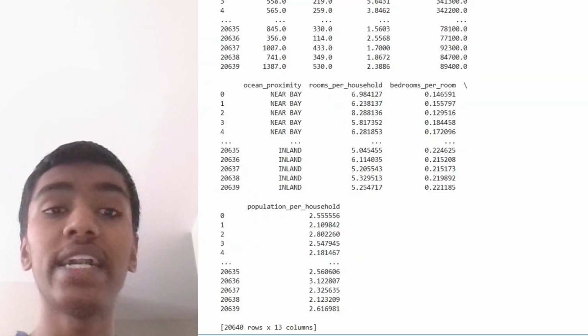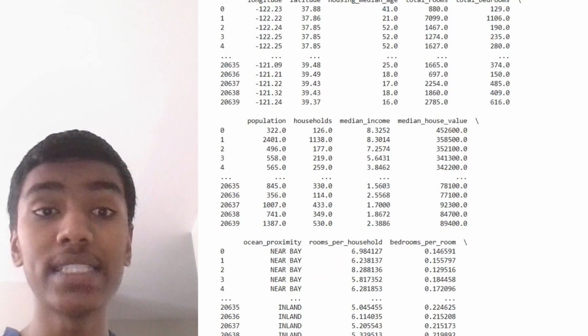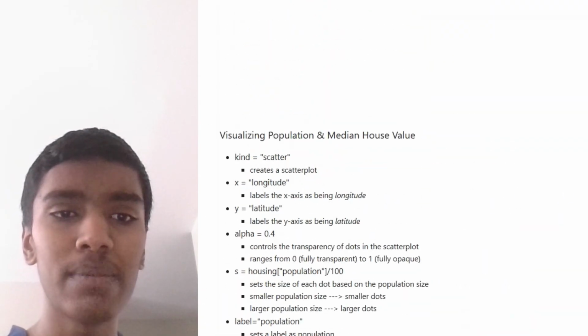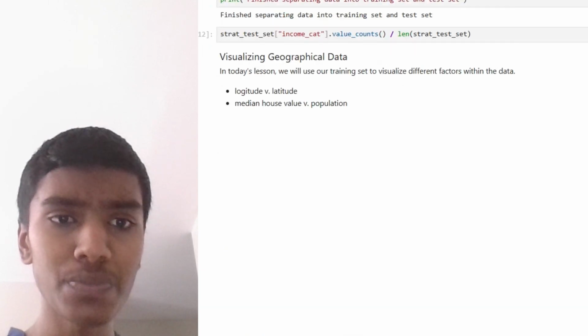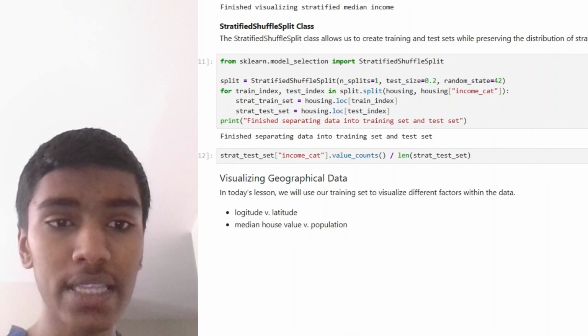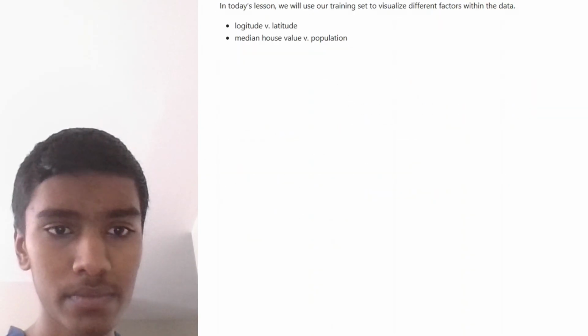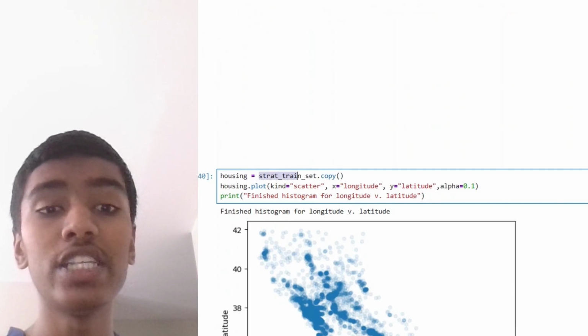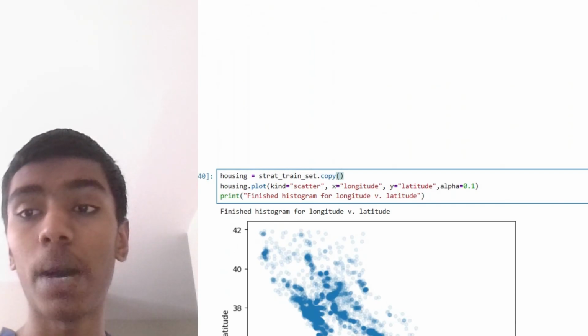Rather, it is a stratified training sample that we were able to get. So going back to the lesson in which we did that, I think 3 lessons ago, remember what we did here was we said that the housing data frame is now equal to a stratified training set, and we were able to copy that over.